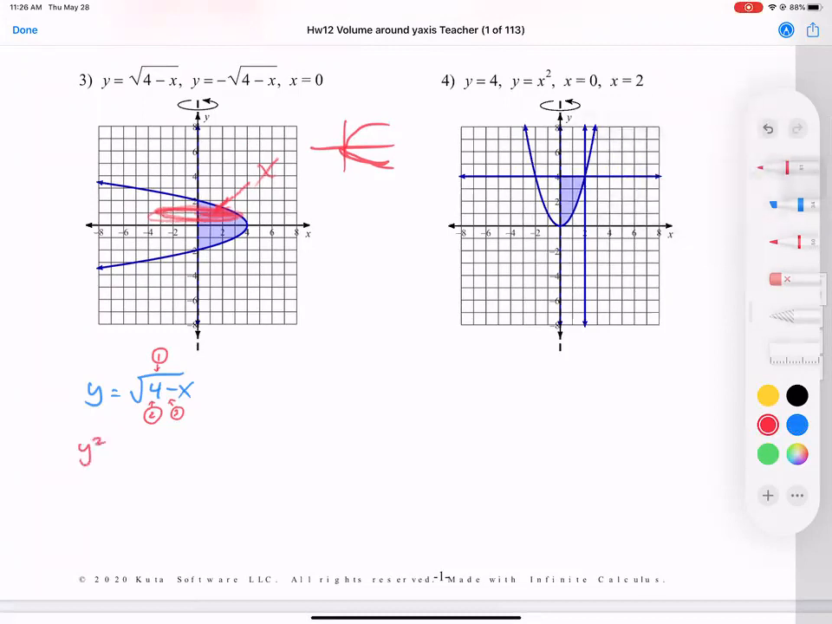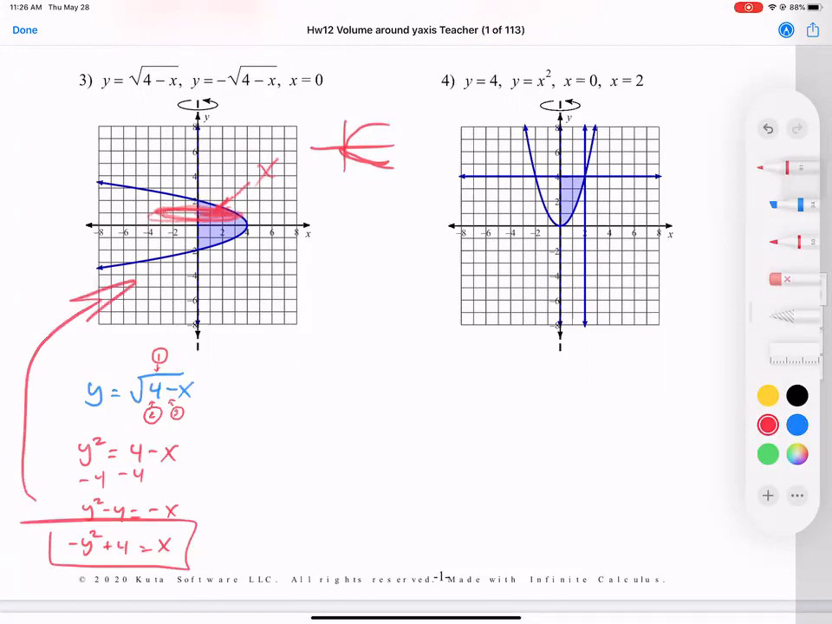So y squared equals 4 minus x. Y squared minus 4 is equal to negative x. X equals negative y squared plus 4. And that is our sideways parabola, facing left because it's negative.